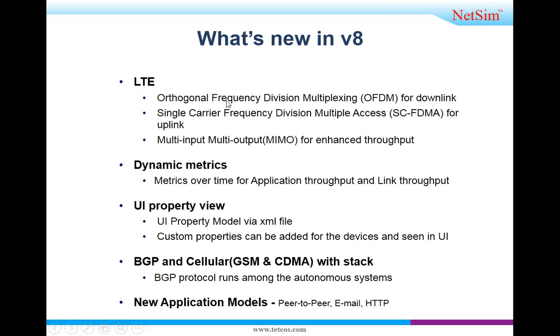One is LTE. LTE has OFDMA for downlink and SC-FDMA for uplink, then MIMO for enhanced throughput. And dynamic metrics, which give you a link throughput graph and an application throughput graph. Then UI property view, in which you can edit some of the properties of the nodes and devices in XML. And BGP and cellular with stack. Then some new application models have been upgraded, that is peer-to-peer, email, and HTTP.